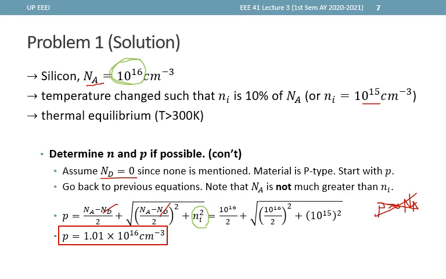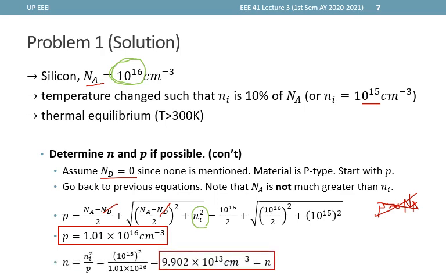And then since we already have a value for P, we can just use the law of mass action. We can use this since the material is in equilibrium. So N is equal to Ni squared over P. Ni squared is 10 to the 15 squared, while P is, as we have computed, 1.01 times 10 to the 16, and we'll be able to get this value that N is equal to 9.902 times 10 to the 13.